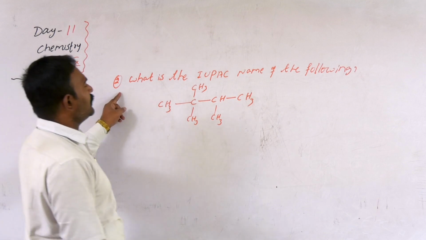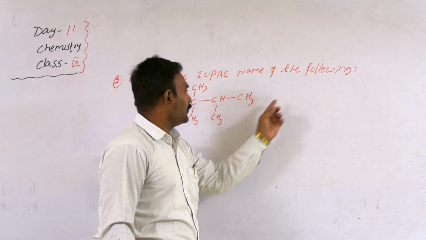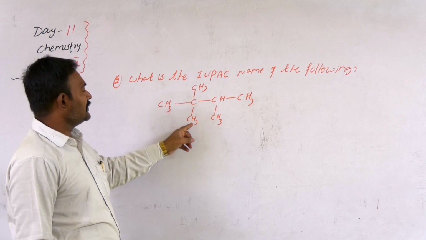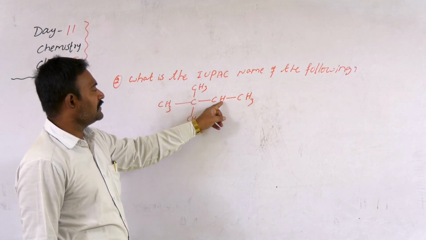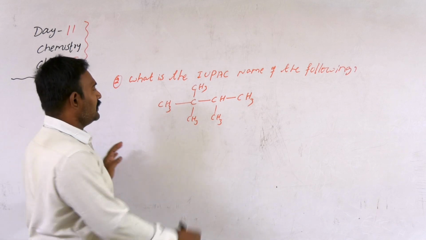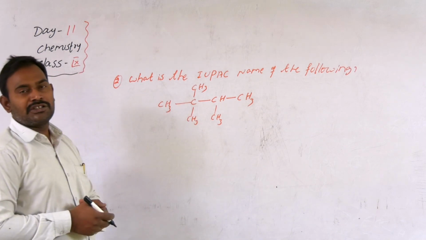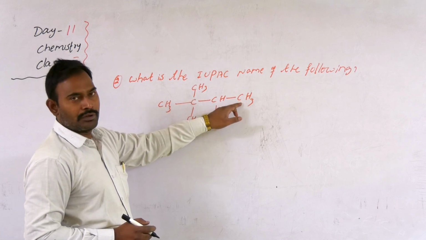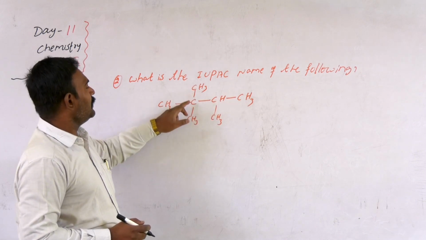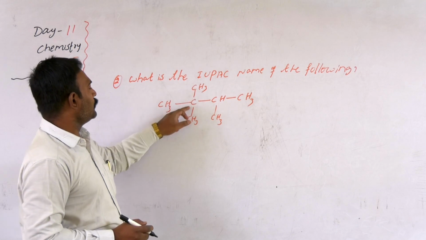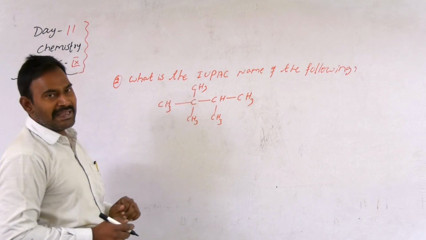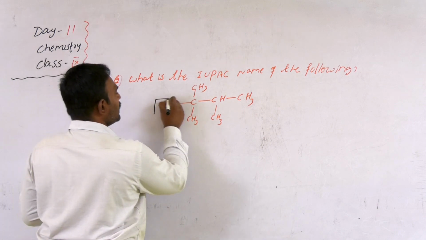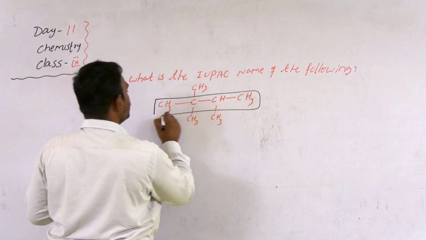Our second question is, what is the IUPAC name of the following compound? CH3, CH3, CH3, CH3, CH3. First we have to select the longest possible chain: 1, 2, 3, 4. Maximum number of carbons we are getting is 4, so I am taking this as the main chain.